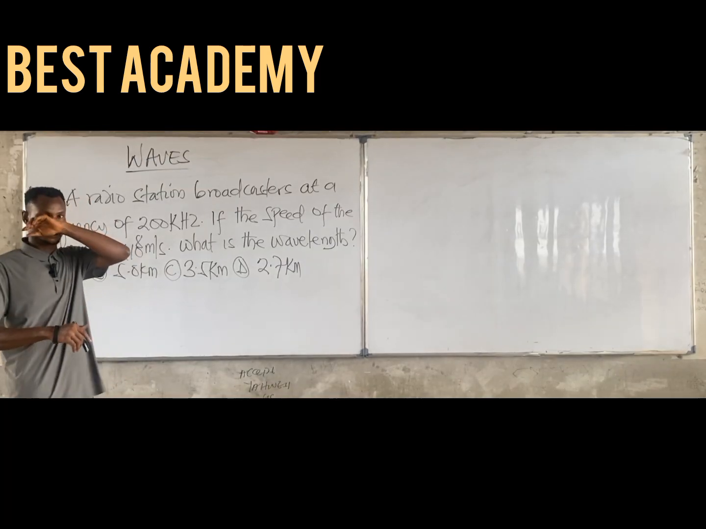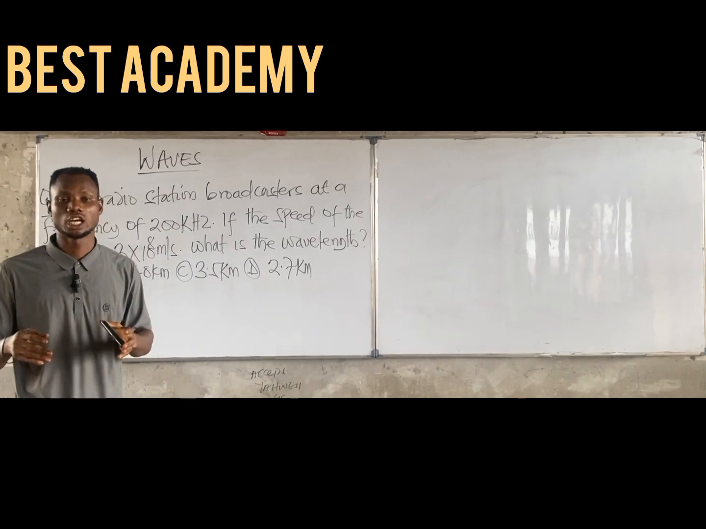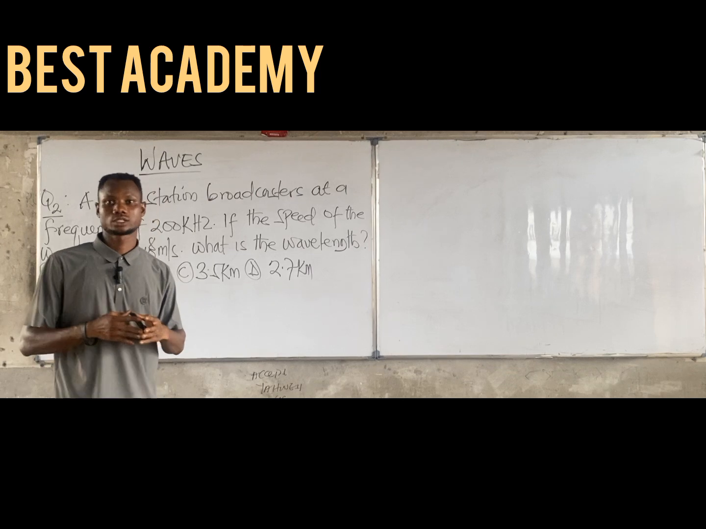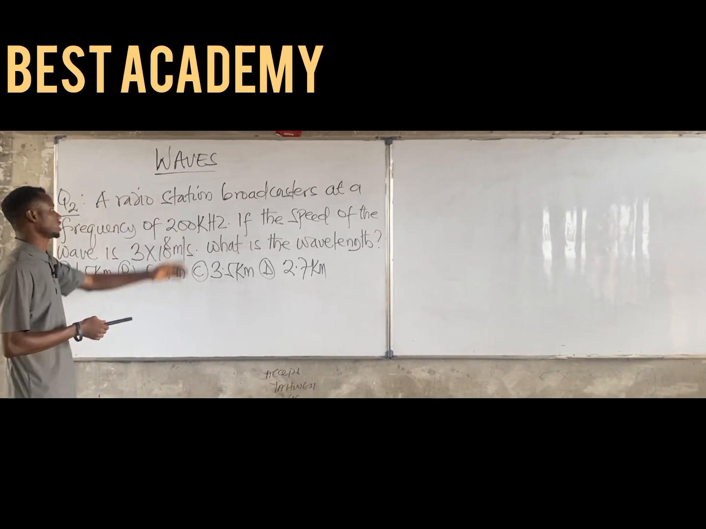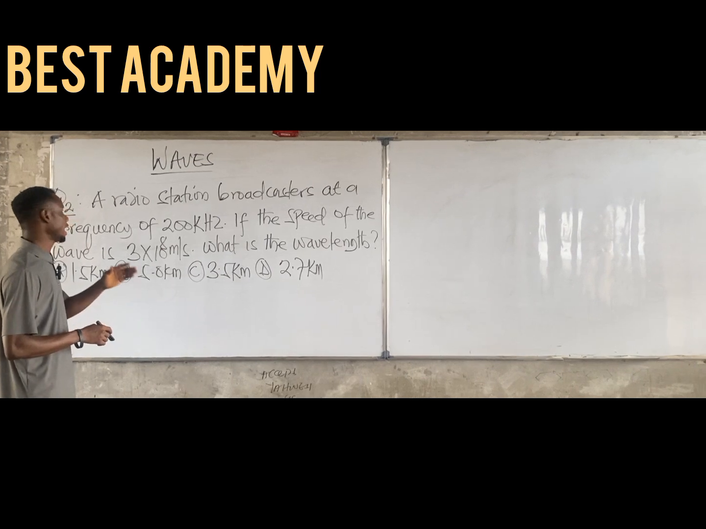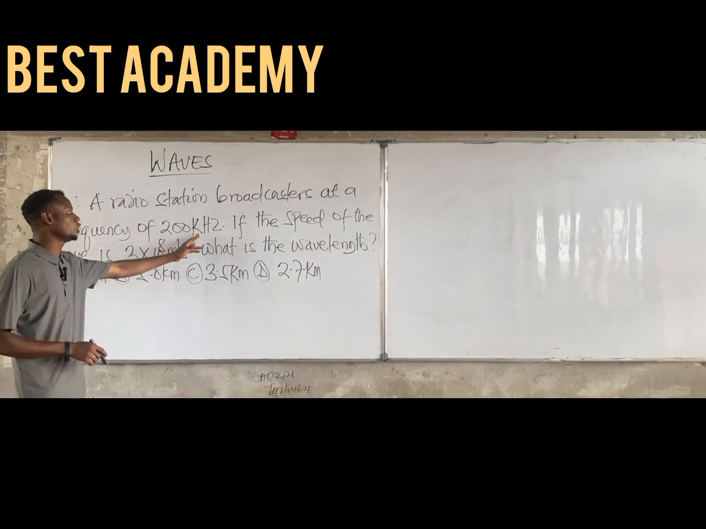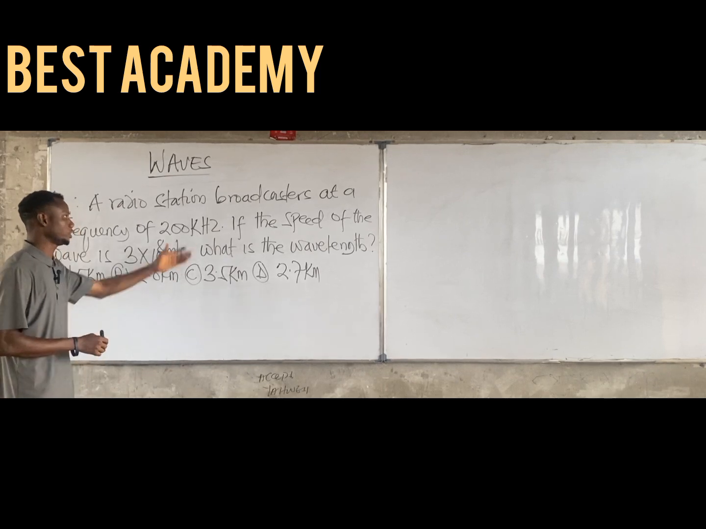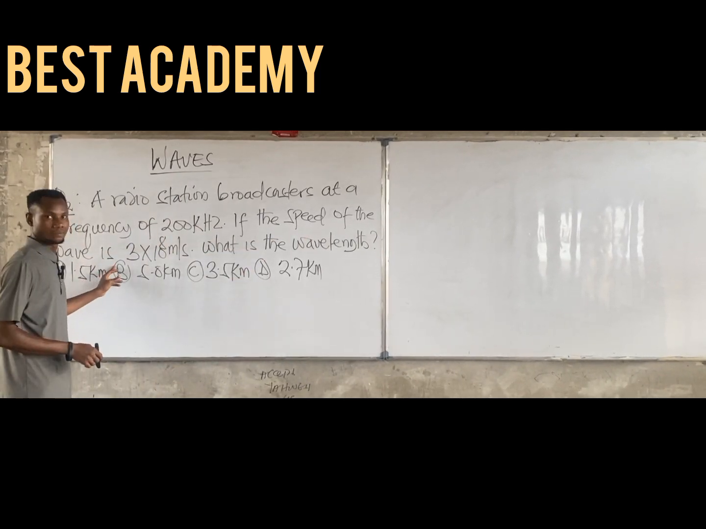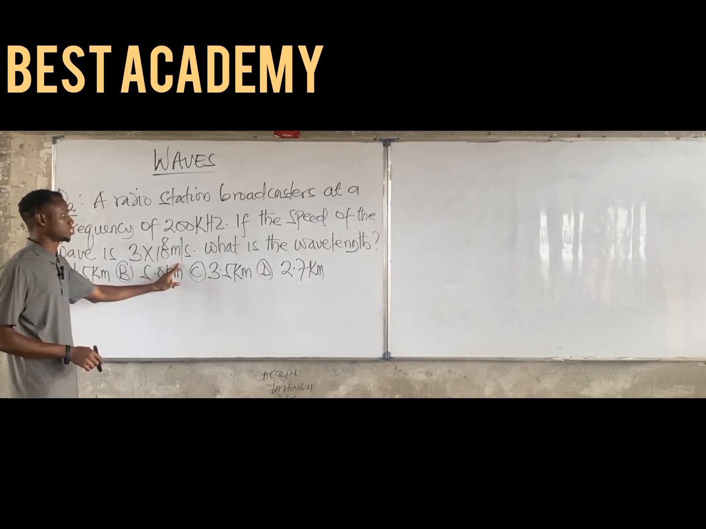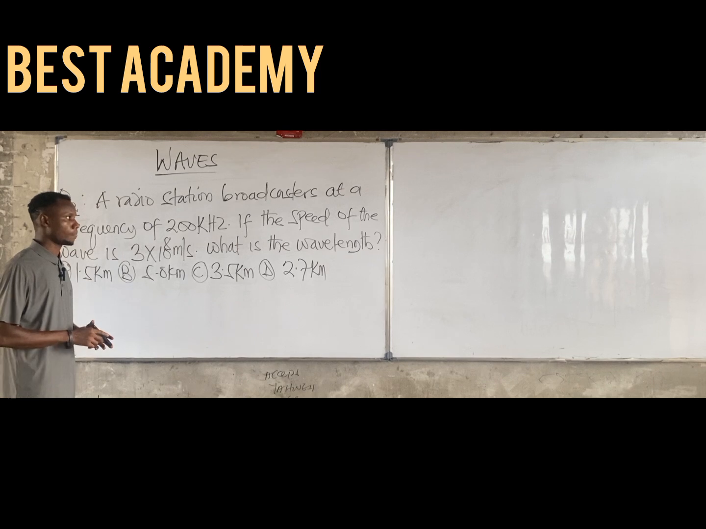All right. Let's solve this question here. This is actually a possible exam question as far as wave parameter questions are concerned. Okay. A radio station broadcasts at a frequency of 200 kilohertz. Okay, I will interpret this later. If the speed of the wave is 3 times 10⁸ meters per second, that's the speed of light, what is the wavelength? All right.